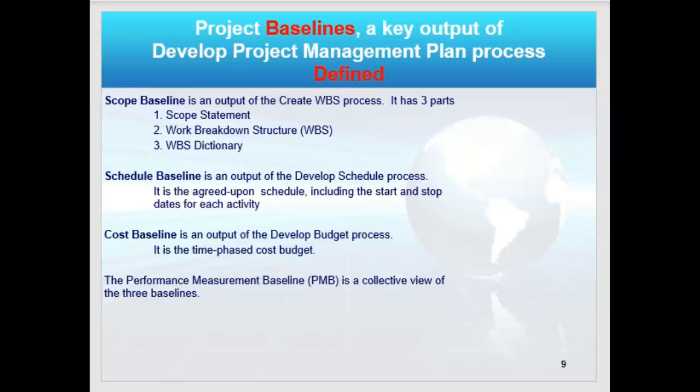Okay, welcome back. So covering the baselines again, and we've had these definitions before, but the scope baseline is made up of three parts: the scope statement, the WBS, and the dictionary that goes with it. The schedule baseline is the agreed upon schedule, including start and stop dates for each activity. And the cost baseline is a time-phased cost budget. Please know those definitions. Okay.